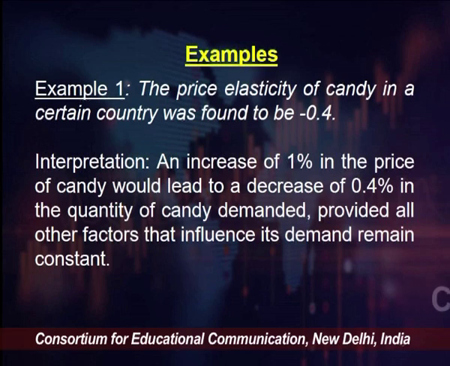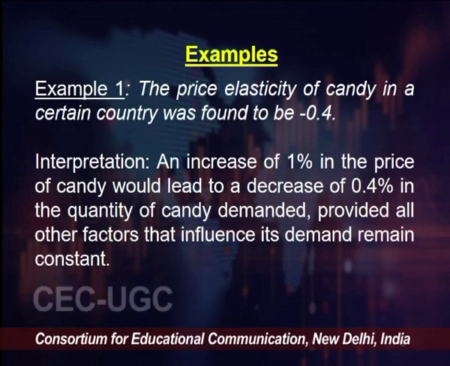Because the price elasticity of demand is the percentage change in quantity demanded divided by the percentage change in price, we can interpret the statement in the following way: an increase of 1% in the price of candy would lead to a decrease of 0.4% in the quantity of candy demanded, provided all other factors that influence its demand remain constant. This is a standard ceteris paribus assumption in economics.